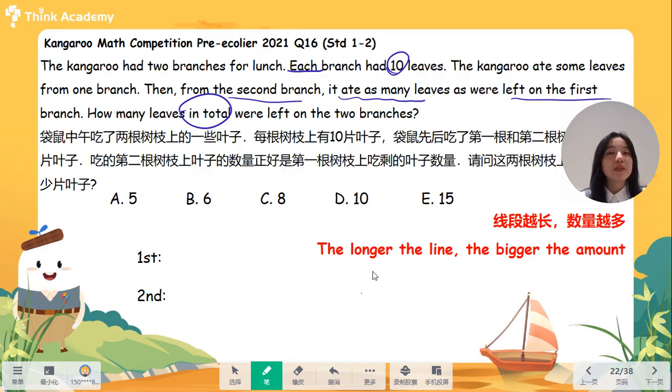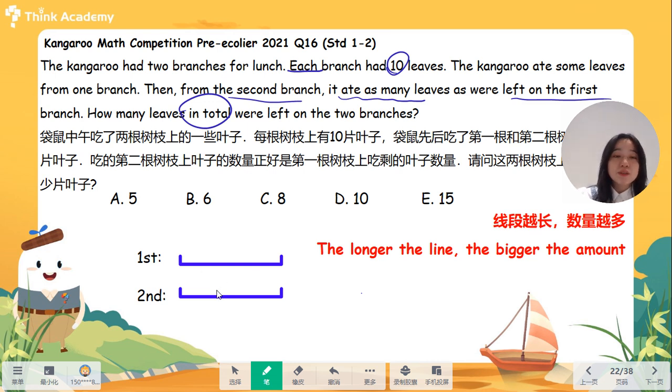So if at the very beginning, each branch had the same number of leaves, we are going to use the same length of line to represent it. We are not very sure how many leaves have been eaten from the second branch. That's okay, just use a symbol to represent it. But the point is, we need to use the same symbol, the same length, to represent the leaves left on the first branch. So actually here you can see, to figure out how many have been eaten on the first branch, we can also use a symbol to represent it.